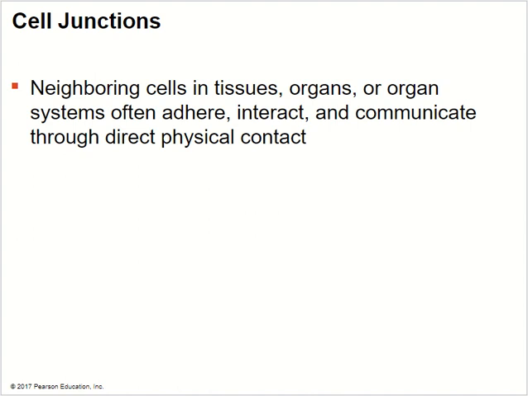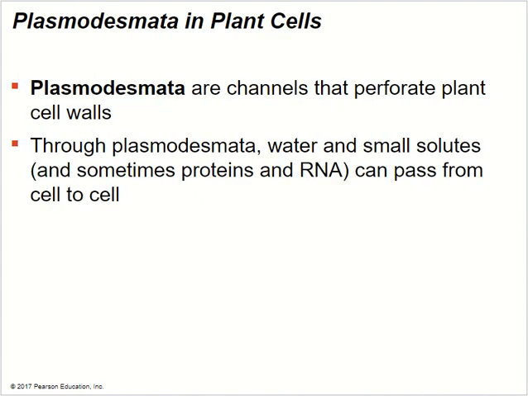Neighboring cells in tissues, organs, or organ systems often adhere, interact, and communicate through direct physical contact. Plasmodesmata are channels that perforate plant cell walls. Through plasmodesmata, water and small solutes, and sometimes proteins and RNA, can pass from cell to cell.